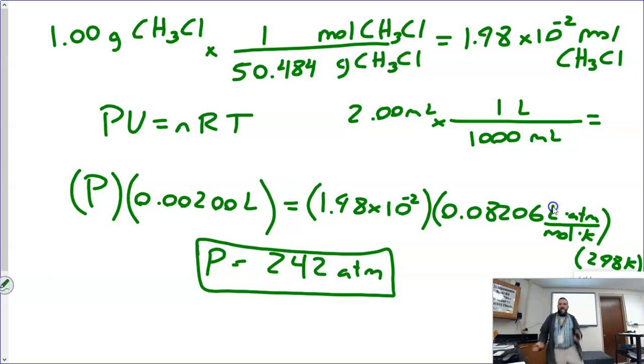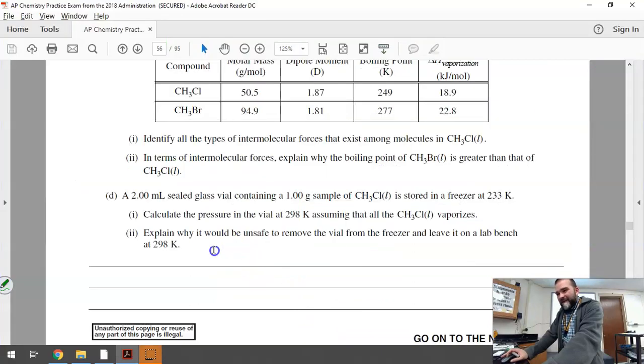All right. Last chunk. We are on the very last problem. By the way, this is a long one, right? There are long ones and there are short ones. This is a long one. So let's take a look at D2. Explain why it would be unsafe to remove the vial from the freezer and leave it on a lab bench at 298 Kelvin. Okay, so let's reread the whole thing.